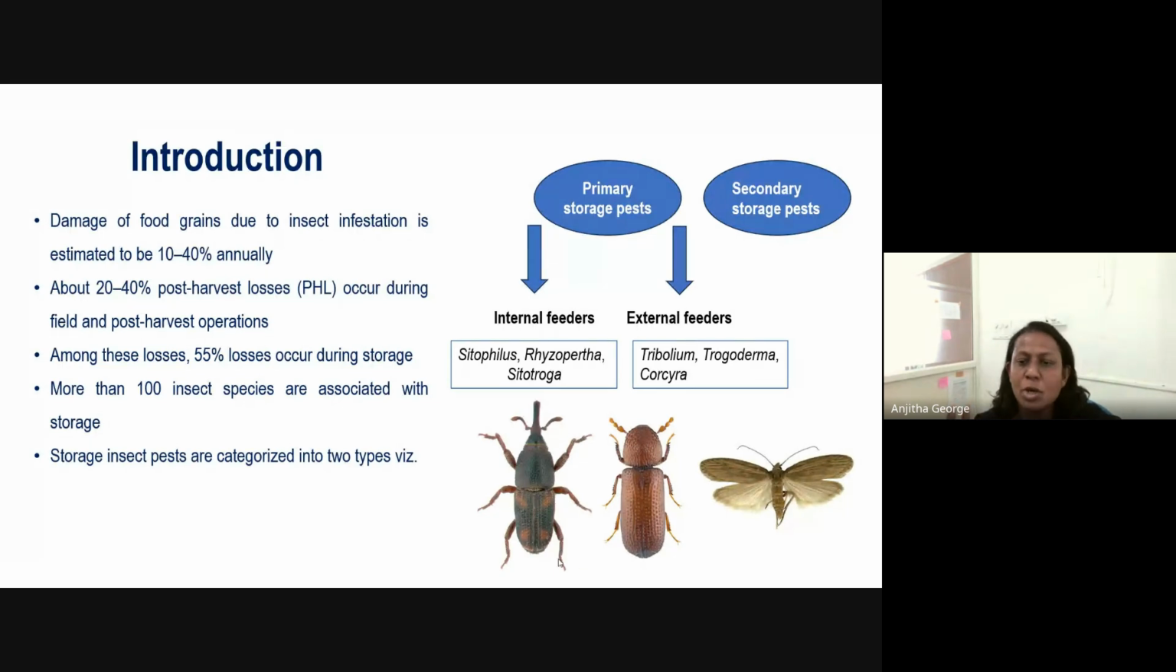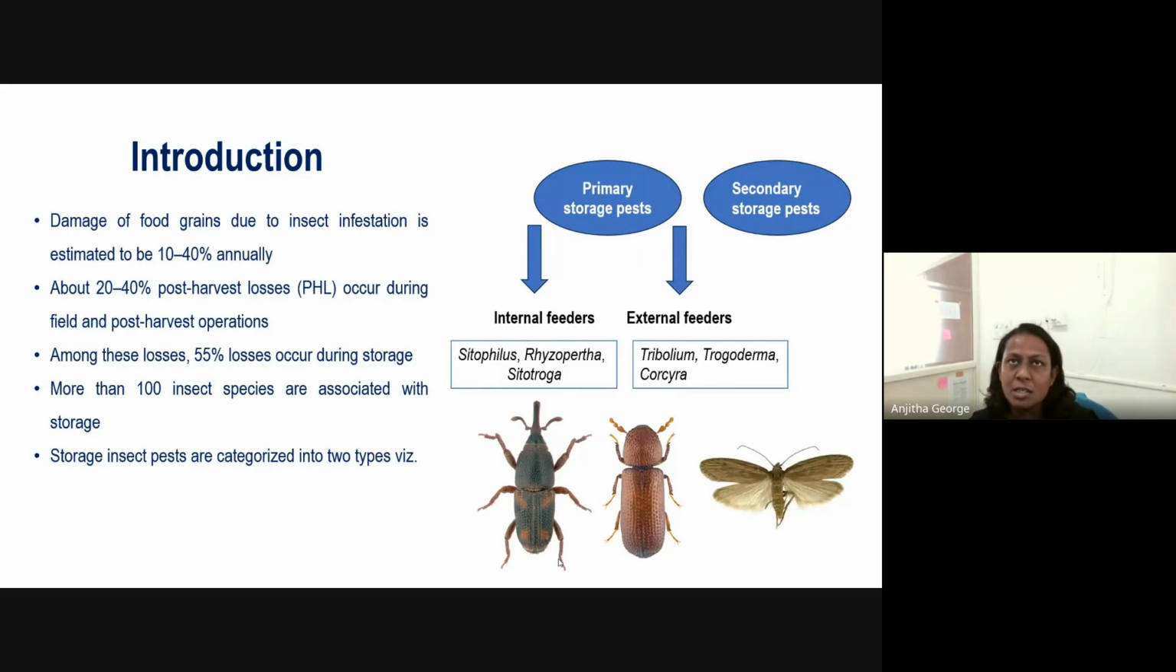I'll be focusing only on the insect pest side. Literature says that almost every year, 10 to 40% of food grains are lost exclusively due to insect pest infestation. Of this, about 20 to 40% of losses happen during the post-harvest period.